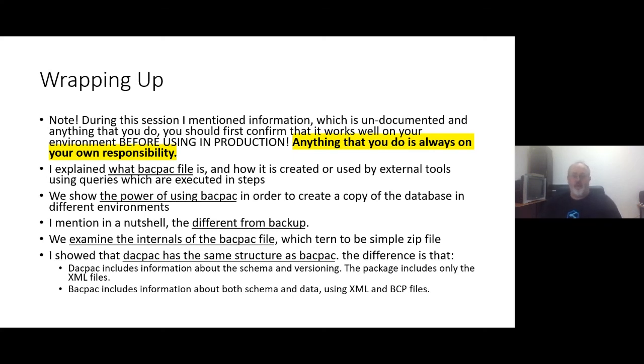The big difference between DAC and BAC is that the DACpac includes the information about schema and versioning. The package includes only the XML files. Bacpac includes the information about both schema and the data, using XML files and the BCP files which have the information of the data.